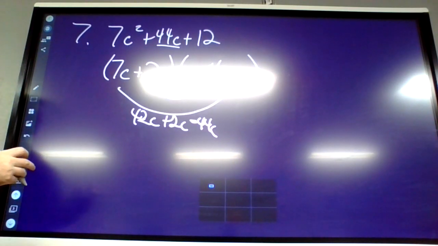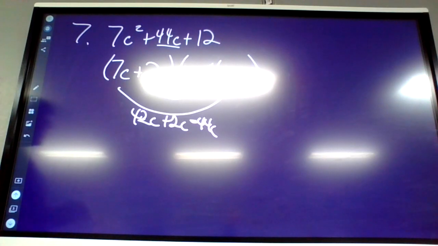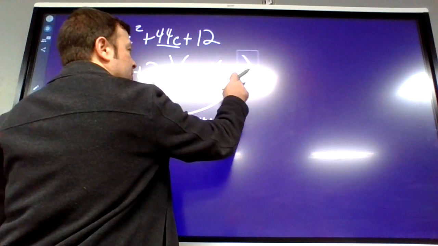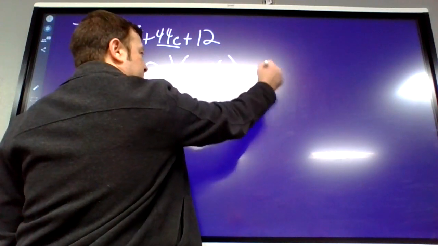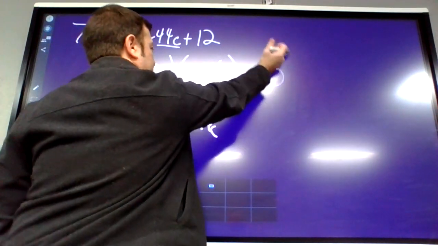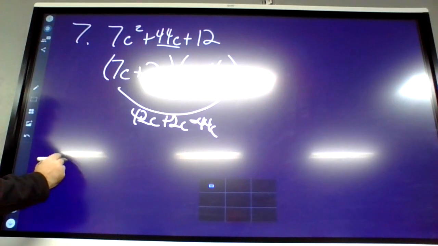Do we need to solve for c? No. When do we solve for c? When it's in an equation, like equals 0, which is later on.